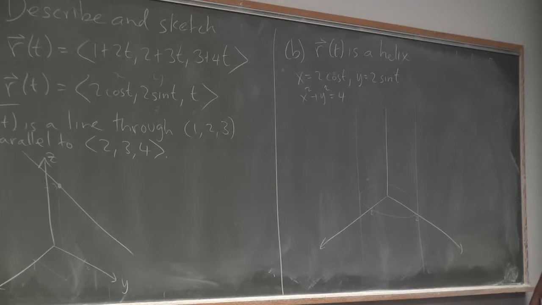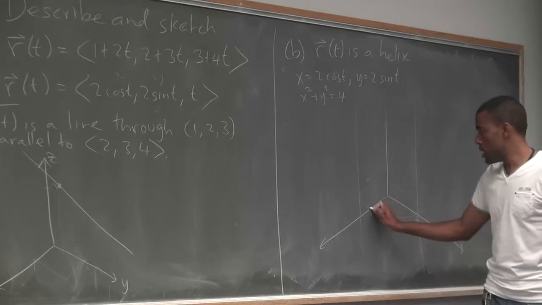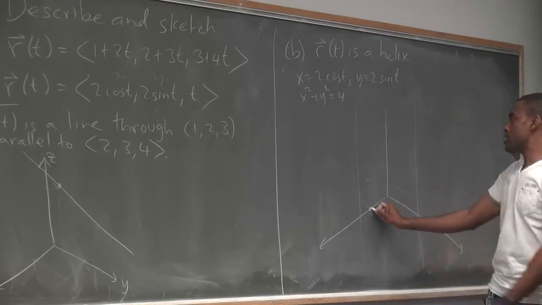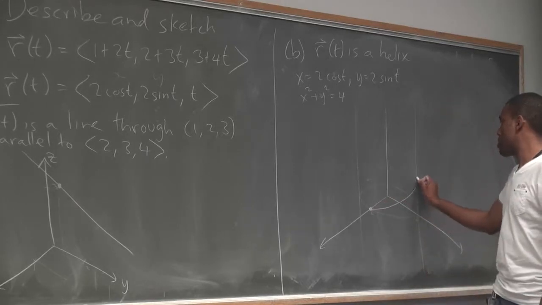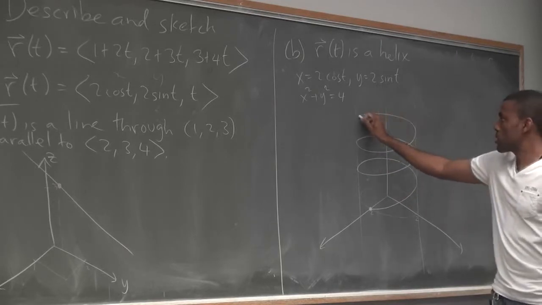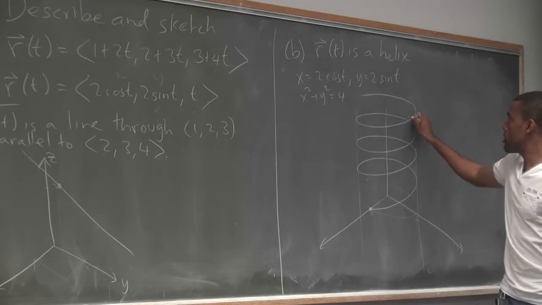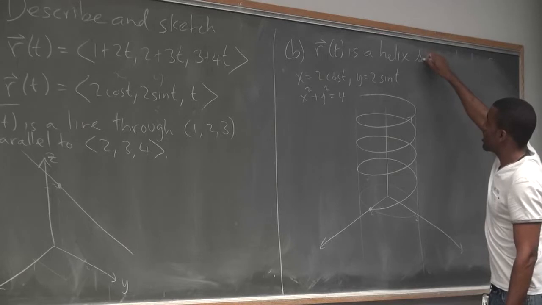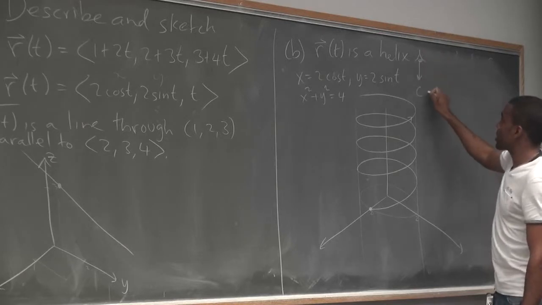So when t equals 0, x is going to be 2, and y is going to be 0. Then as t increases, it's just going to spiral going around this circle, like a spiral staircase. It's going to be traveling counterclockwise if you look from above, right? So if you're looking down, it's counterclockwise.